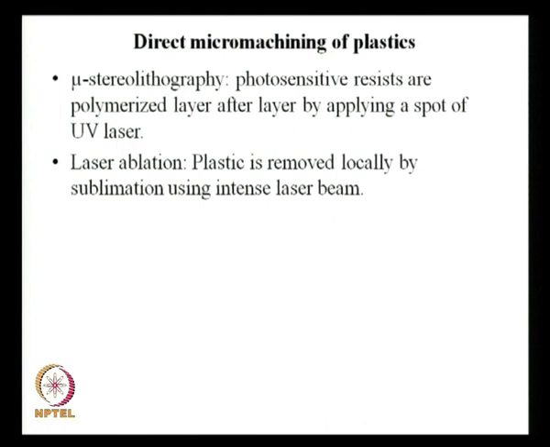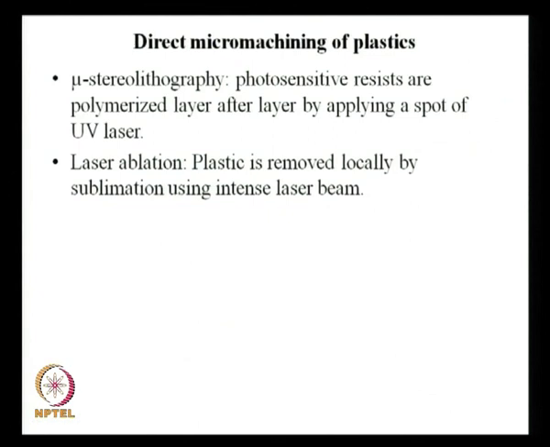It is different from the casting or molding that we have talked about. It does not have any replica. It will have a mask and a laser light which will ensure that the polymer material solidifies. So, in microstereolithography, photosensitive resists are polymerized layer after layer by applying a spot of UV laser.